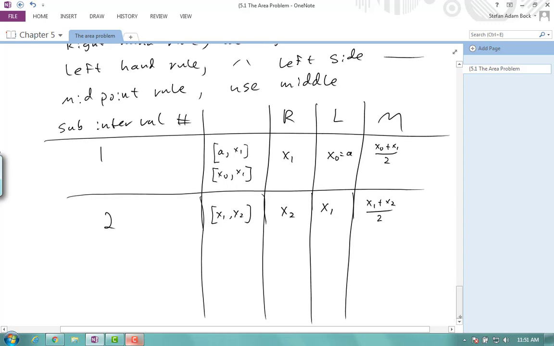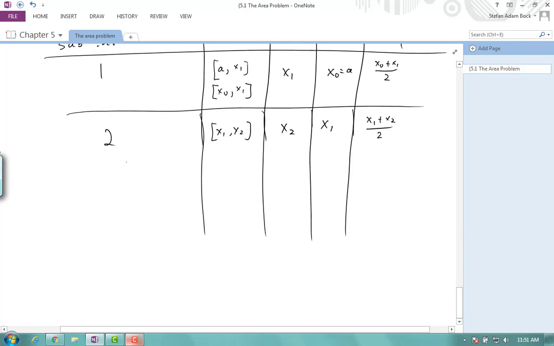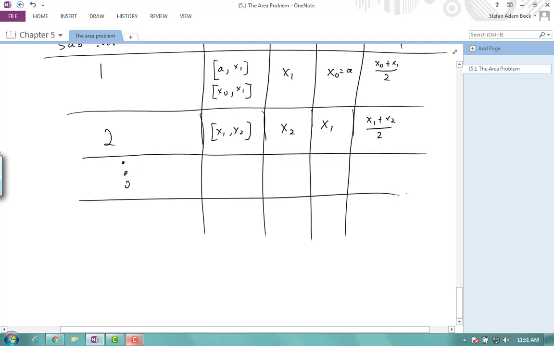And we can see a pattern emerging. So if I fill in a dot dot dot right here, if I have the ith rectangle on my way to n, this interval is going to be x sub i minus 1 up to x sub i. The right-hand side is x sub i, left is x sub i minus 1, and the midpoint is the average of those two.